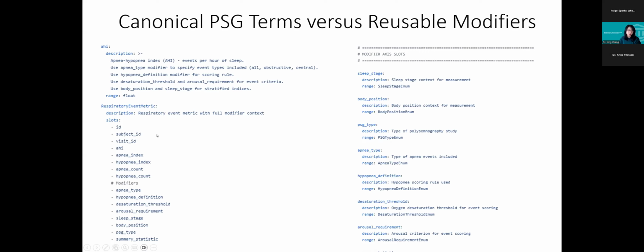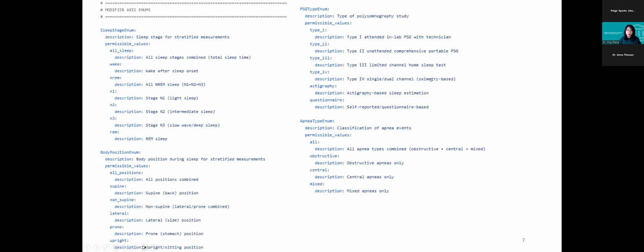And then the lower left corner shows that it understands closely clustered variables. That is the respiratory event metrics, which contain the AHI and also the apnea index, hypopnea index, and respiratory event count, and also the modifiers that usually go with them. On the right-hand side is the list of modifiers that were specified in the canonical terms. I also want to show one more thing, which is the actual values Claude identified for each of those modifiers. For the sleep stage, it's pretty straightforward, and then also the body position.